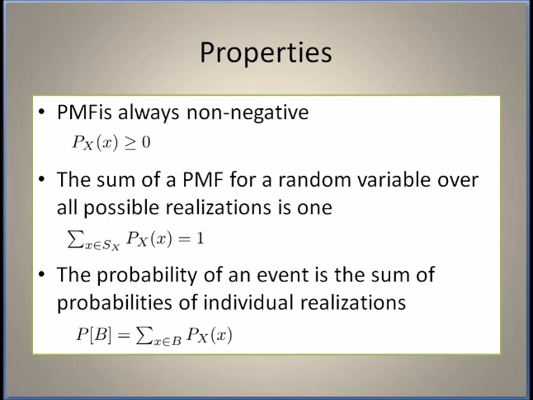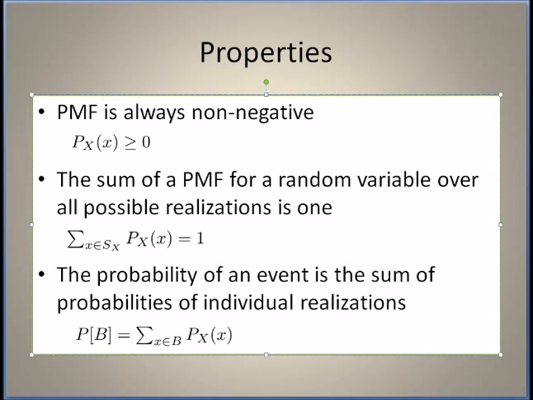Now let us look at the properties of these probability mass functions. Essentially, the probability mass function has the same properties as the probability of outcomes learned in the previous chapter. The first property is that the probability mass function is always a non-negative function. That is, the probability that a random variable is assigned to one of its realizations or values in the range is always greater than or equal to 0. The sum of the probability mass function for a random variable over all possible realizations within the range is always going to be 1. In other words, the total probability of a random variable is always going to be 1.